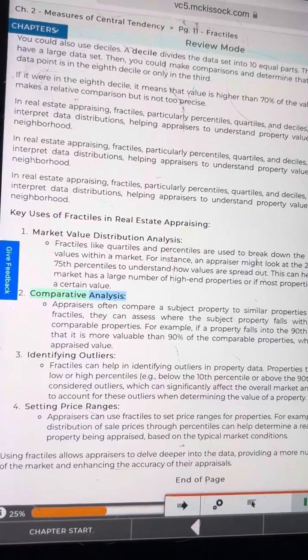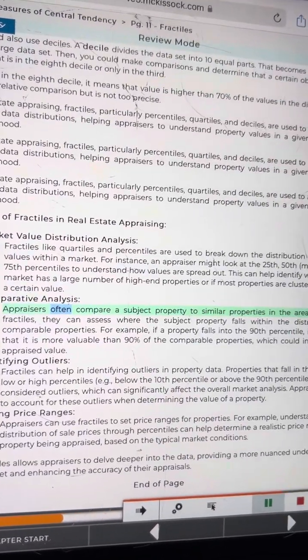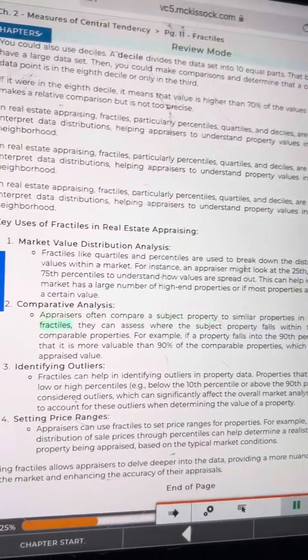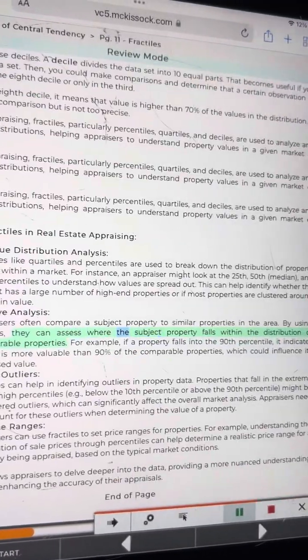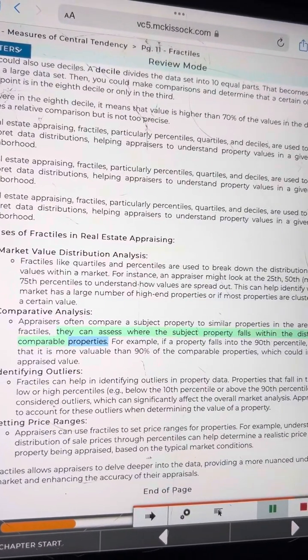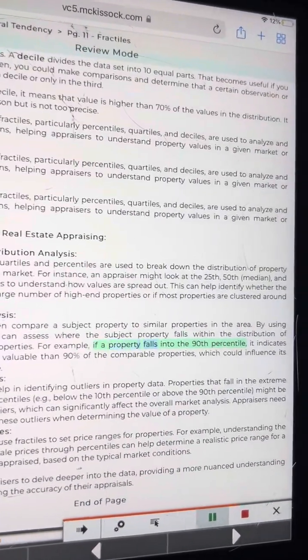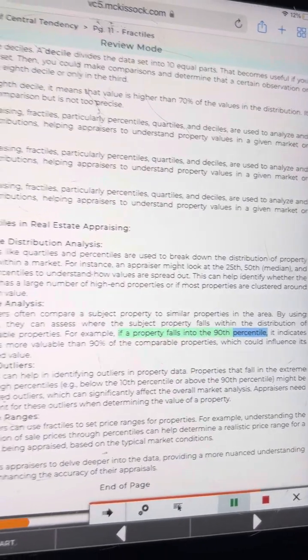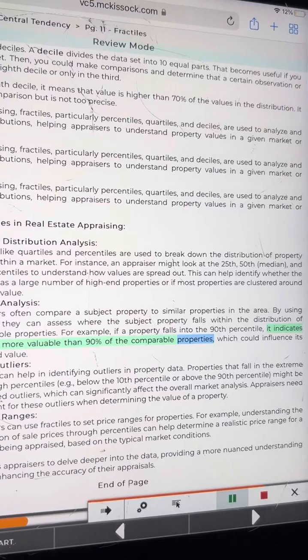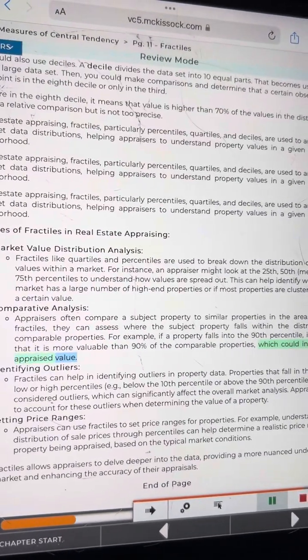2. Comparative analysis. Appraisers often compare a subject property to similar properties in the area. By using fractiles, they can assess where the subject property falls within the distribution of comparable properties. For example, if a property falls into the 90th percentile, it indicates that it is more valuable than 90% of the comparable properties, which could influence its appraised value.